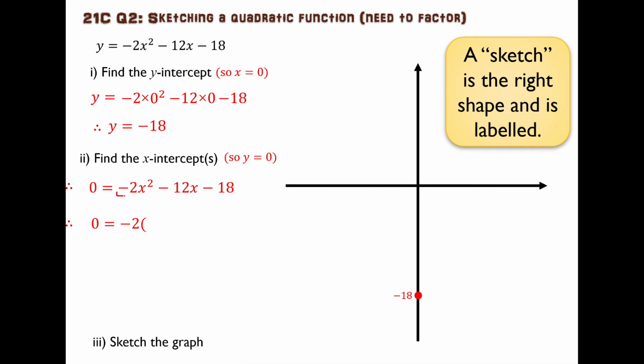This coefficient here of negative 2 also goes into negative 12, and it also goes into negative 18. So now I will write this expanded expression, but I'm going to take a common factor, the negative 2, out the front. So what goes here? Negative 2 times something is negative 2x squared. The something is x squared. Negative 2 times x squared gives me that.